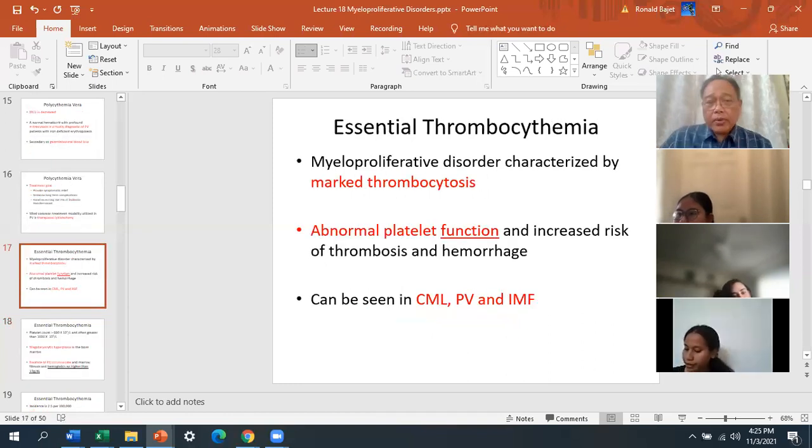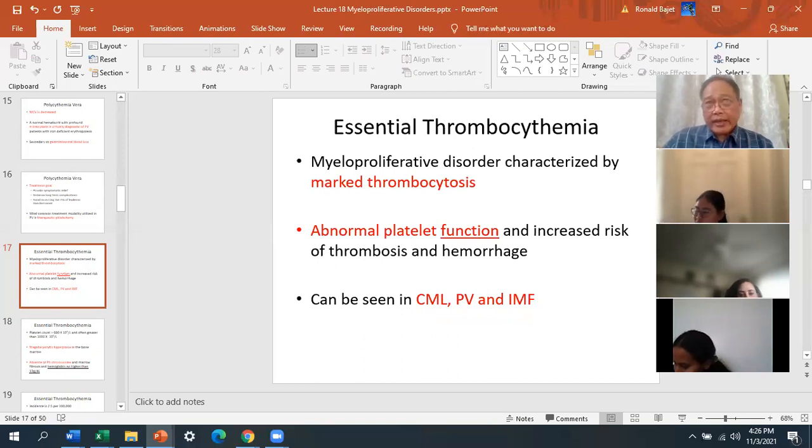Okay, platelets. Now you have essential thrombocythemia or essential thrombocytosis. Remember, thrombocythemia and thrombocytosis mean the same thing. It's overproduction of platelets. So it's a myeloproliferative disorder characterized by marked thrombocytosis, increased platelets.